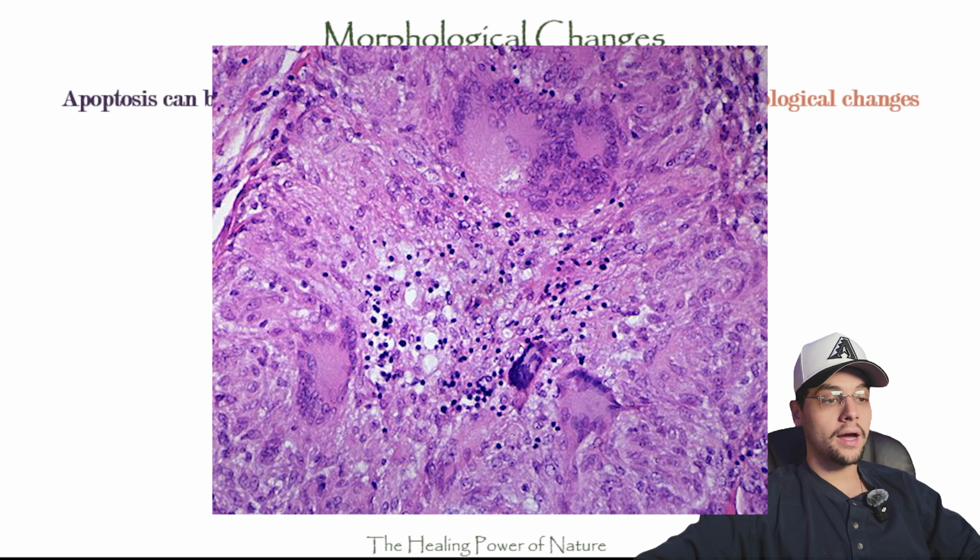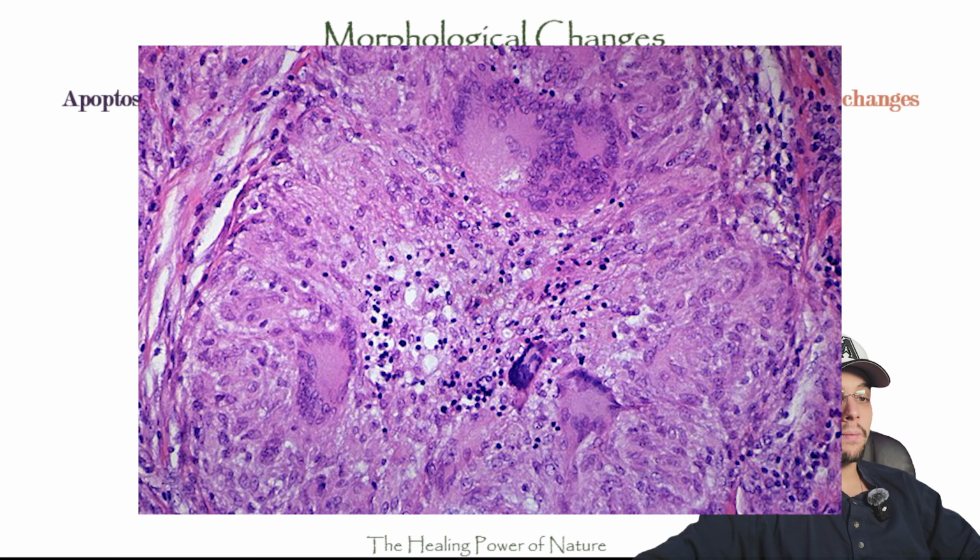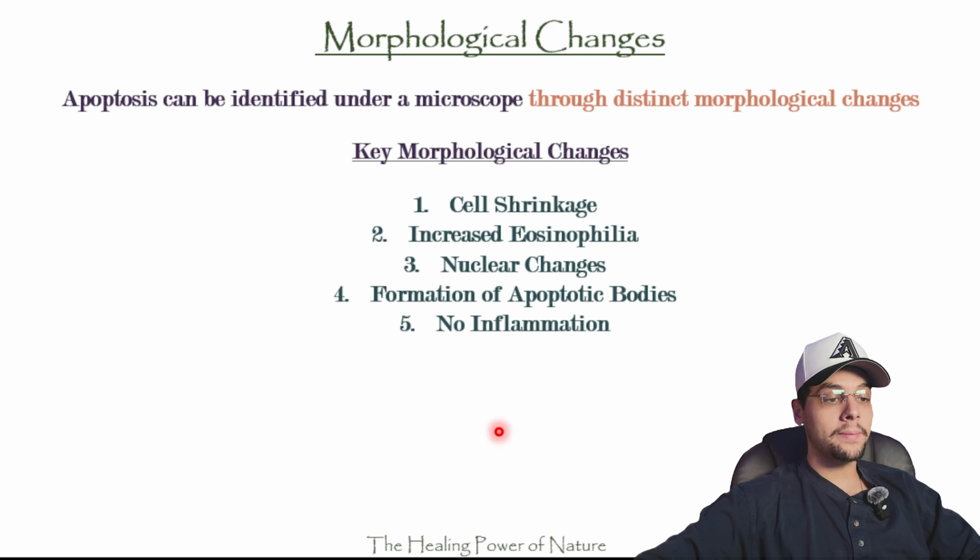Formation of apoptotic bodies. The cell fragments into small membrane-bound bodies containing nuclear and cytoplasmic material. These bodies are intact and prevent leakage of cellular contents. There's also no inflammation. Apoptotic bodies are quickly engulfed and digested by macrophages, preventing an immune response.